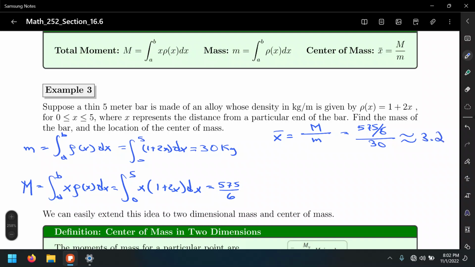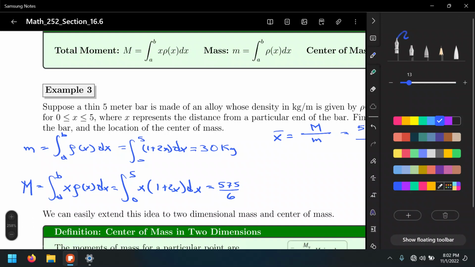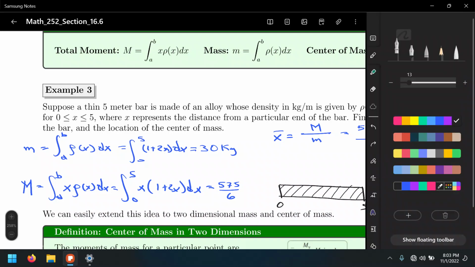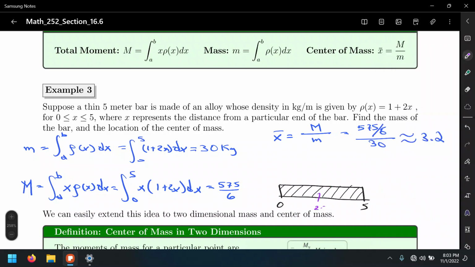Okay, let's make sense out of this situation. What do we have? Number one, we have a bar that is 5 meters long. That is, this distance varies between 0 and 5. If the density were constant, that is, we have an alloy for which the combination of the metals is perfectly and evenly distributed, then the center of mass would be exactly in the middle. It would be 2.5.